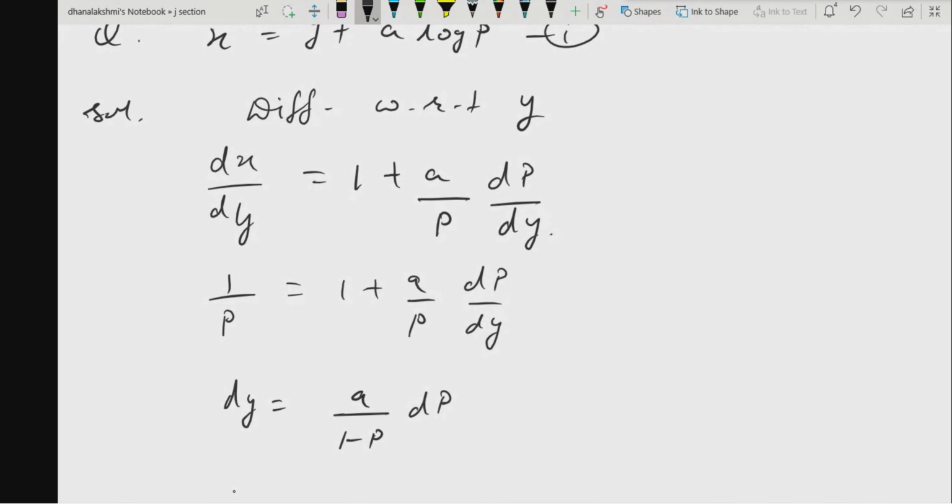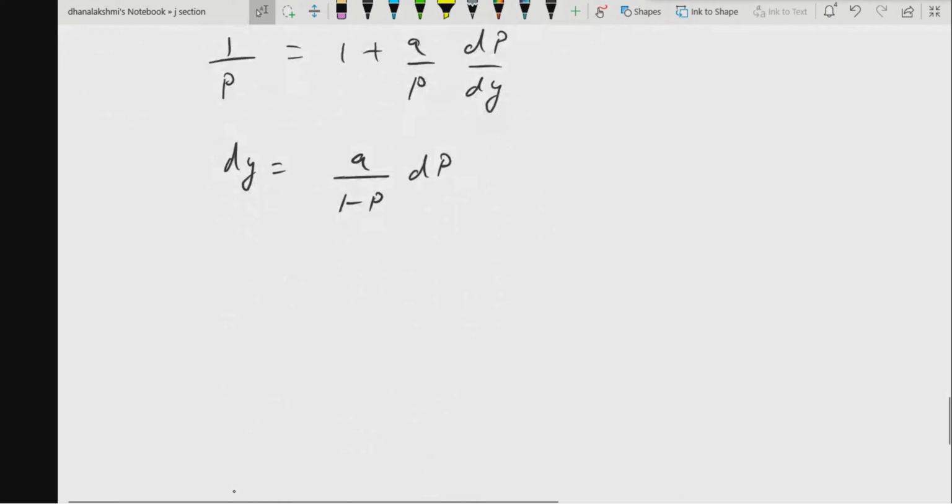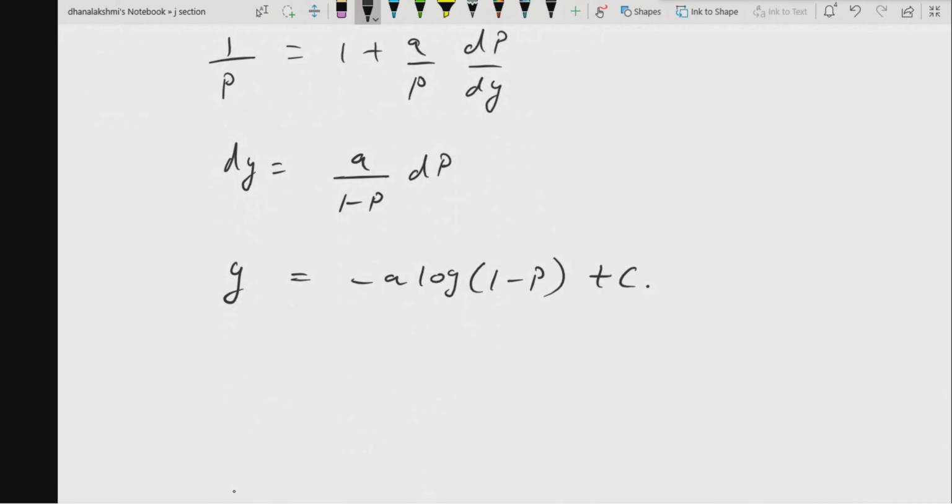So when you integrate, what you will get? On integration, you will get y is equal to a log, minus log 1 minus p. With a minus sign you will get, no? Yes, ma'am. So y is equal to minus a log of 1 minus p plus some constant. Okay, this is one result you have got.